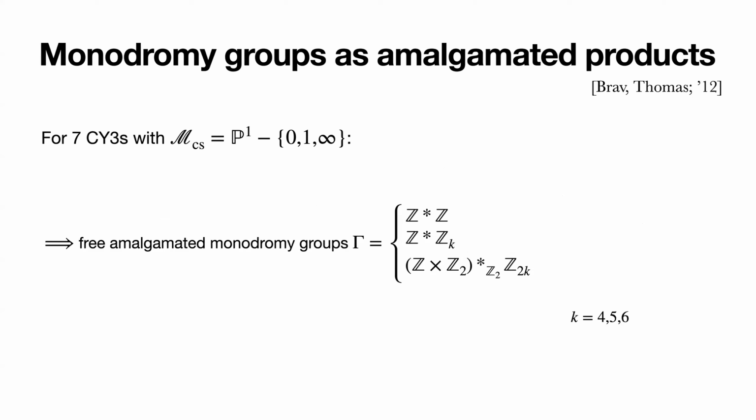So for 7 of these 14 Calabi-Yau threefolds with this type of moduli space that I just showed you, mathematicians computed the monodromy group, and they found that it can always be given by these kind of free amalgamated products. The first generator here always corresponds to the conifold monodromy or the large complex structure monodromy. You can choose these because you can always trade one of the generators of the 3 generators.